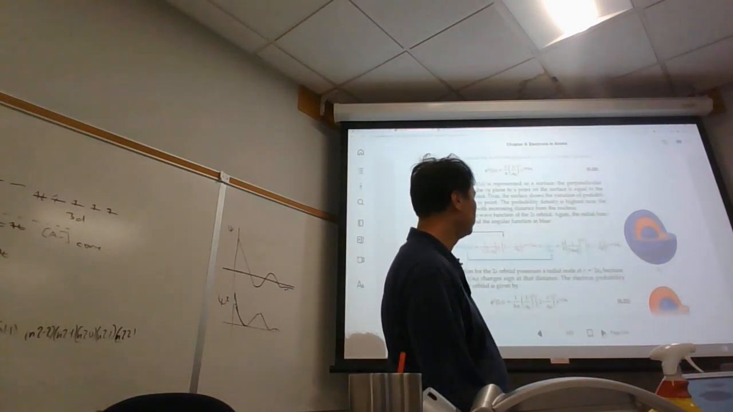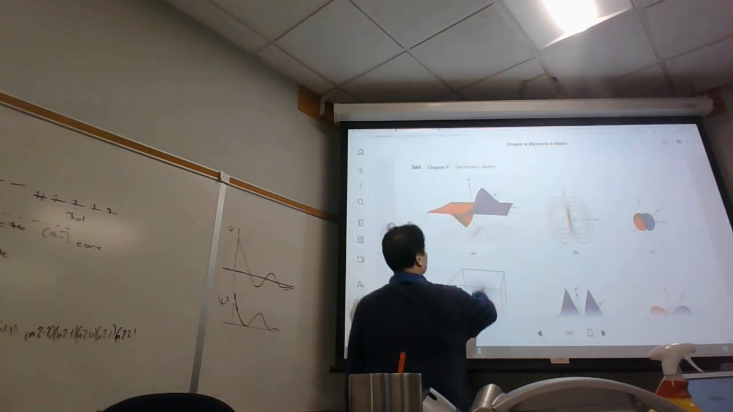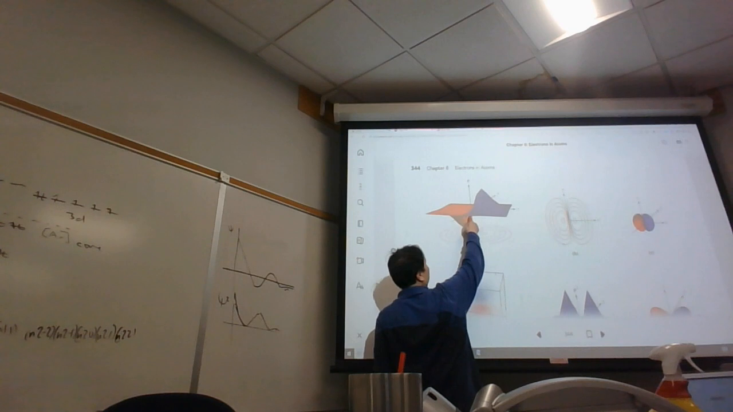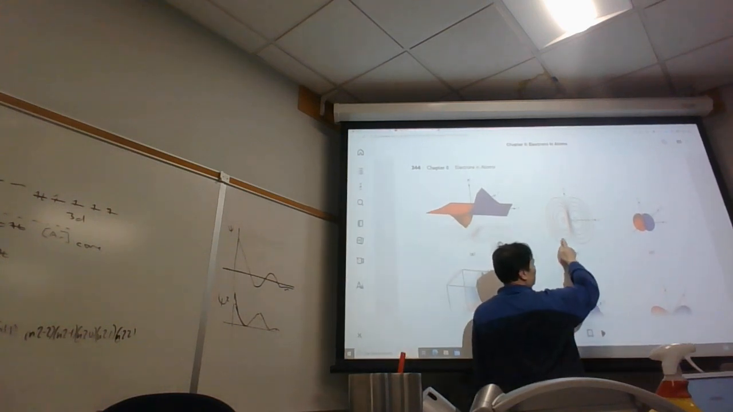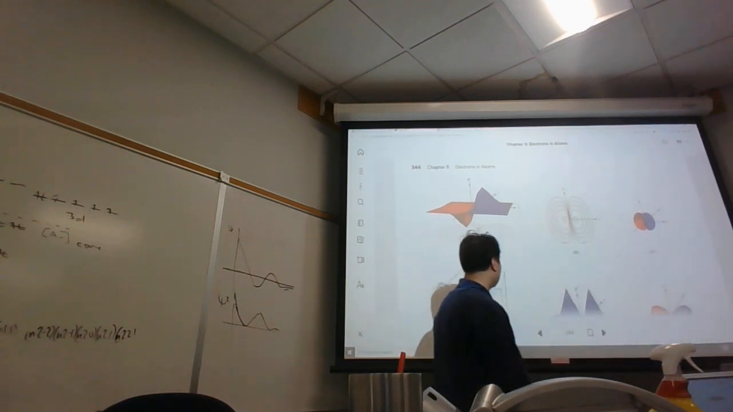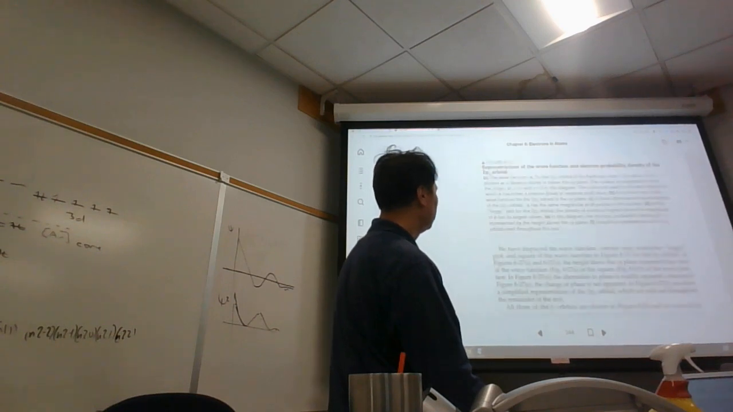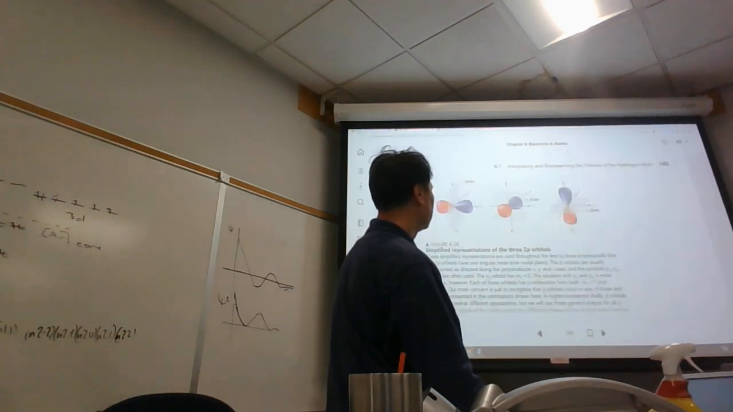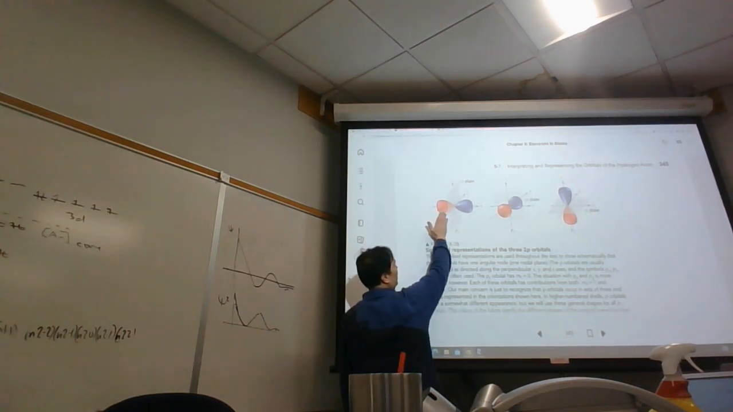Then we have planar nodes. So a 2p, how many nodes would a 2p have? 1. So it goes here, it's positive, then goes to negative. There's your 1 node. It's got to go through 0. So it's positive, goes to negative, you got the 1 node. This 1 node is called a planar node. It's not a spherical node, it's a planar node. And we can see that here in the next figure. These are the planar nodes, and here the gray planes.